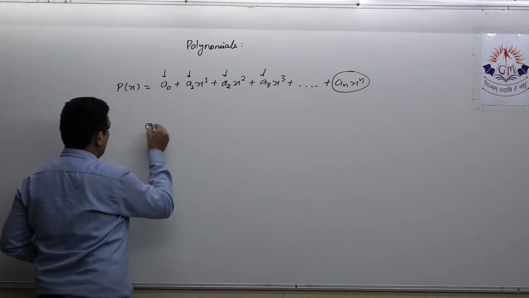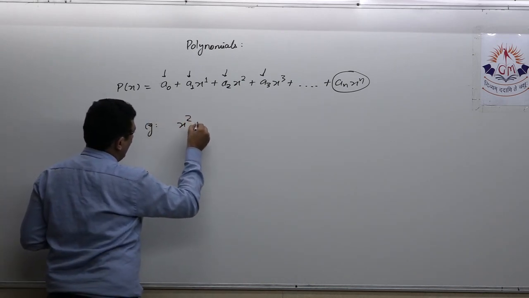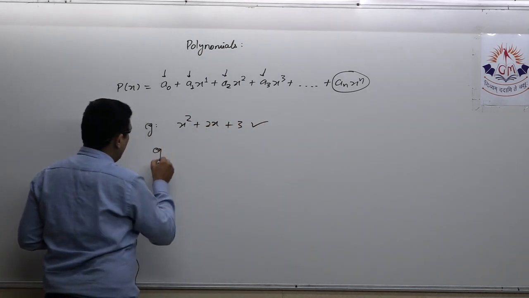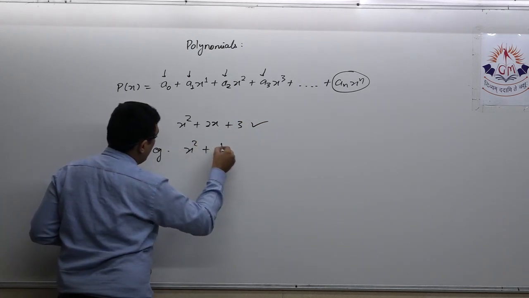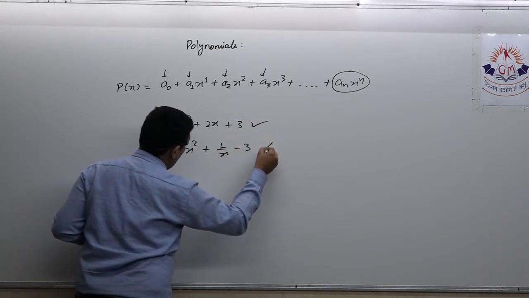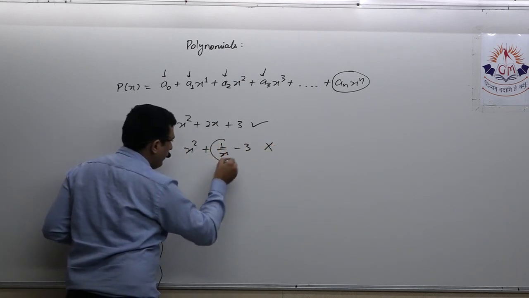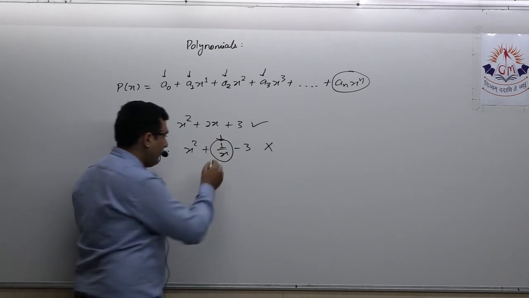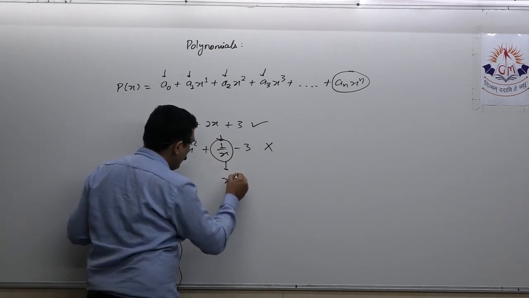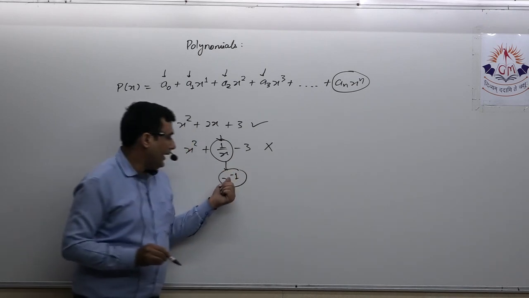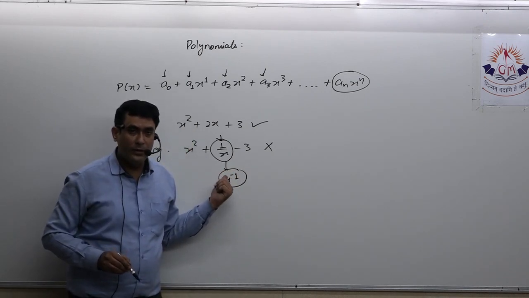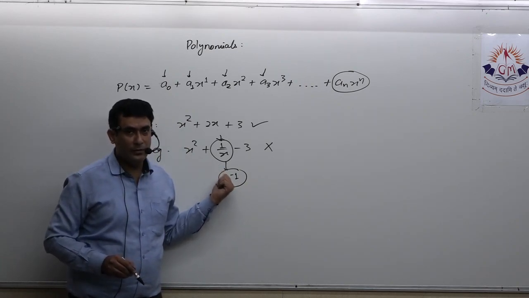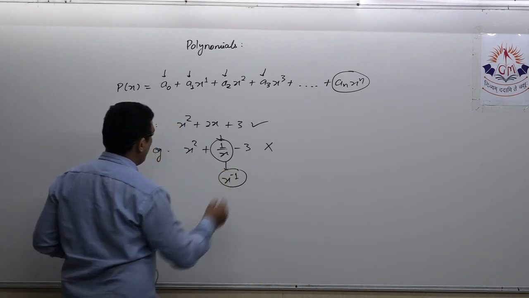Let us see some examples. If I write x square plus 2x plus 3, it is a polynomial. If I write x square plus 1 upon x minus 3, then it is not a polynomial. Why? Because in this term the variable is in the denominator. When I put it in the numerator, it becomes x raised to minus 1, and the exponent of the variable is not a whole number. Minus 1 is not a whole number, so it is not a polynomial.